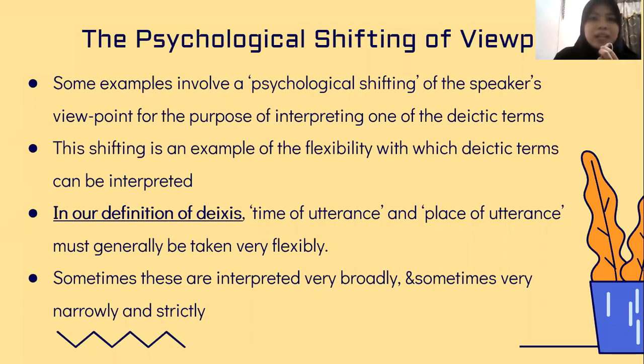The psychological shifting of viewpoints. Some examples involve a psychological shifting of the speaker's viewpoint for the purpose of interpreting one of the deictic terms. This shifting is an example of the flexibility with which deictic terms can be interpreted. In our definition of deixis, time of utterance and place of utterance must generally be taken very flexibly. Sometimes these are interpreted very broadly and sometimes very narrowly and strictly.